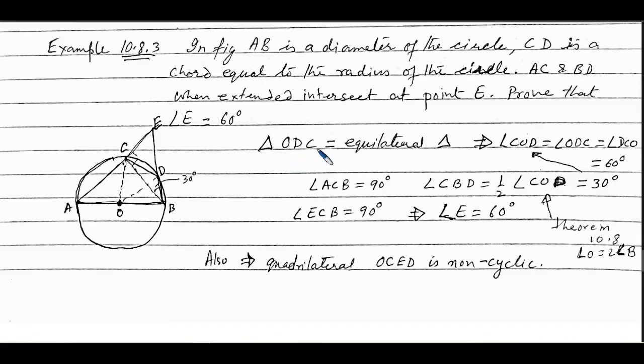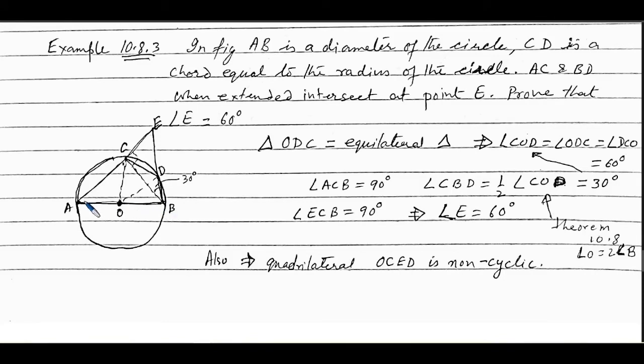So triangle ODC is equilateral, as I said. This is the same length as a radius. This is radius, this is radius. So this is equilateral, which means all angles here are 60 degrees. And angle ACB, since this is 180 degrees, this one.